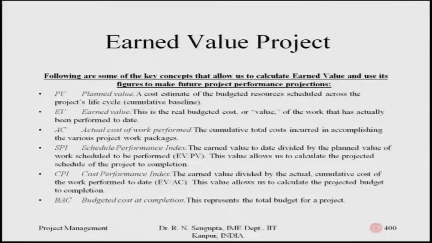The cost performance index is basically the earned value divided by the actual cumulative cost of the work performed to date, which is EV, the second bullet point on the slide, divided by the third bullet point, the actual cost of the work performed. This value allows us to calculate the projected budget to completion, based on which we can take a decision. So, these are two different ratios which give us an idea of how the work is going in a theoretical sense and a practical sense, so that from the ratio perspective, as I mentioned, you see the gap, based on which you should take some corrective actions.